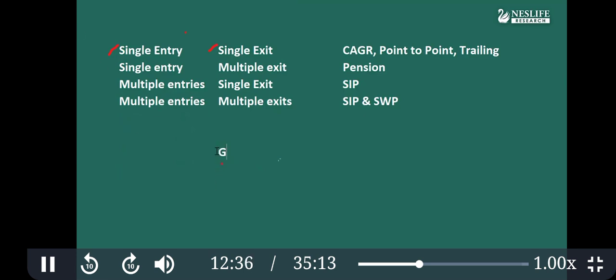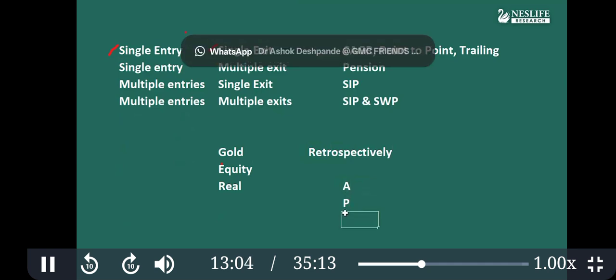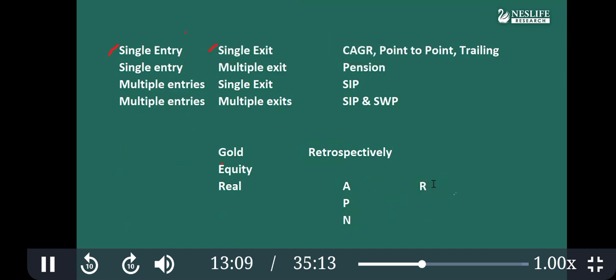In gold or equity, you do not know how much return you are going to get at the time of investing. You only know in a debt product how much return you are going to get. So in gold and equity, that means share market related products, the rate of return is always retrospective. That means you know the amount at the end, you know the principal and how many years you are holding the investment, and from this you calculate the return. So if there is single entry, single exit, it is called CAGR, compound annual growth rate.